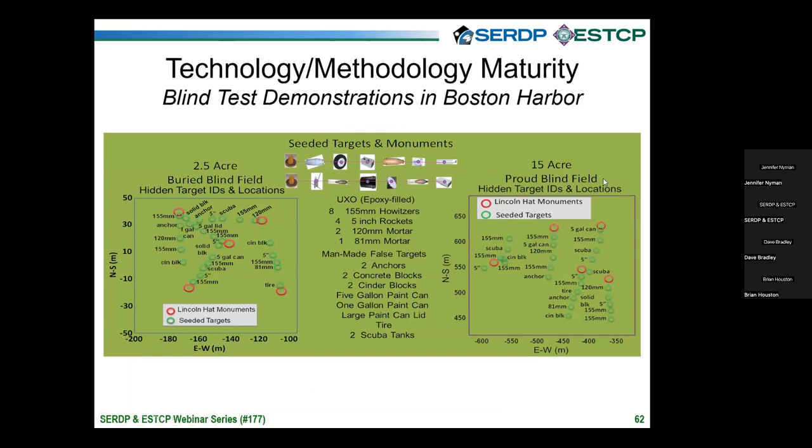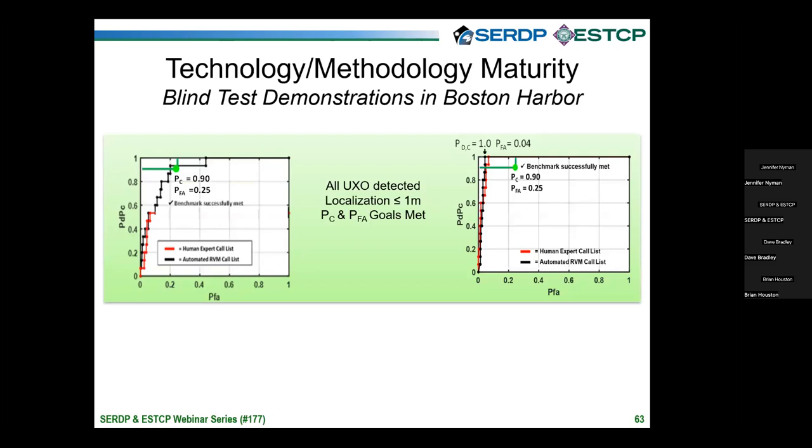Together with the proud field, again, all this information was held close by the divers, Gary Womack and company, who work out of Panama City. Contractors held this. So ultimately, we were able to go through and provide ROC curves to the program. And I'm going to show you these here. For the buried case, the vertical axis is PD, PC of 1, PFA of 1 on the horizontal axis.